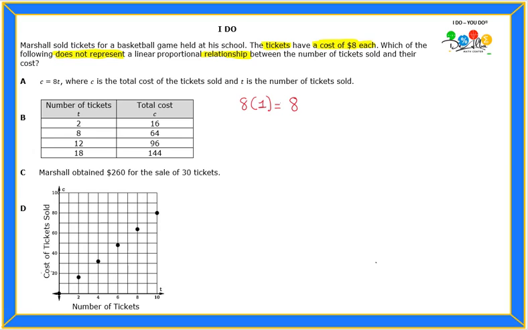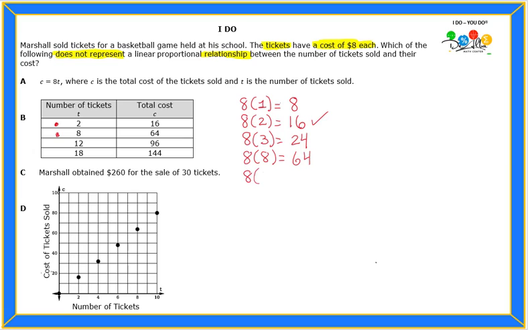Is that right? What about if he sells 2 tickets? Then that will be 8 times 2. What about if he sells 3 tickets? 8 times 3. Now, since I want to look at the table, I already have the 2, which is 2 and 16. So that one matches, right? But I don't know what the answer would be if he sells 8 tickets. That would be 64, and that is correct.